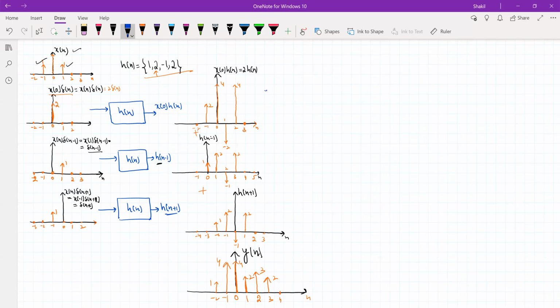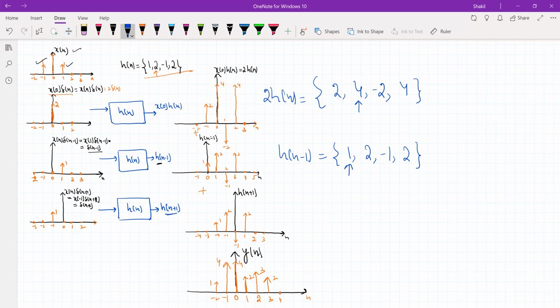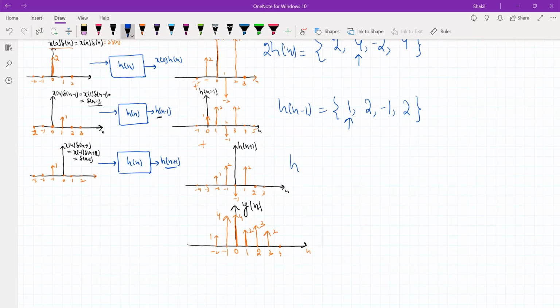Now, twice h n you can write in sequence form like this. So how do we write it? This is 2, 4, minus 2, and 4. And the n equal to 0 point is this. Same way, h of n minus 1 is 1, 2, minus 1, and 2. So this is n equal to 0 point. Same way, this is our h of n plus 1, and that's equal to 1, 2, minus 1, and 2. And this is when n equal to 0 point.